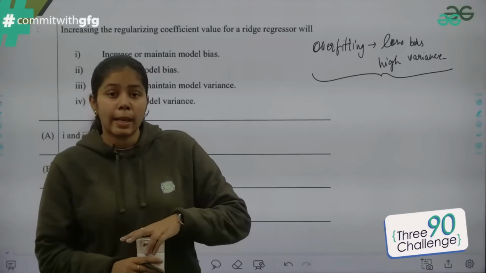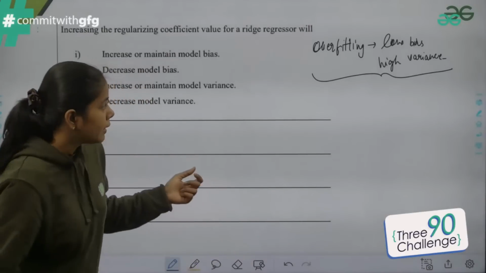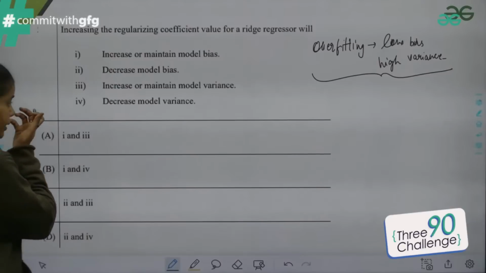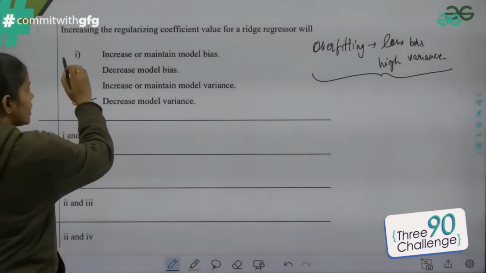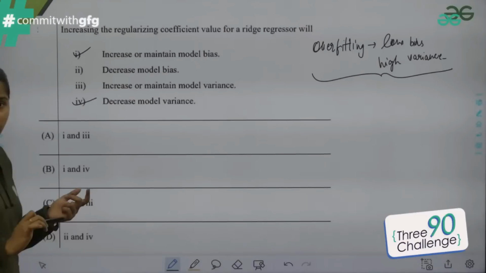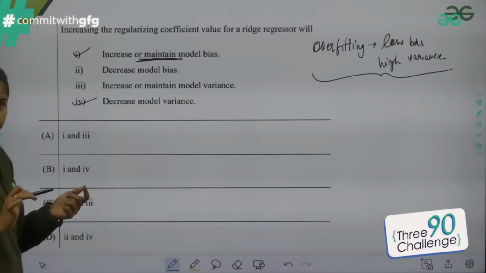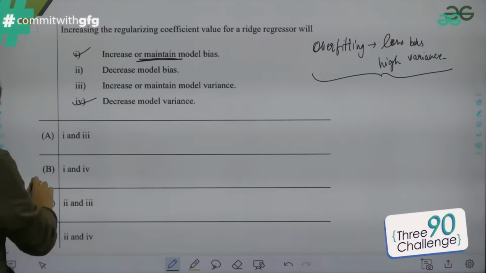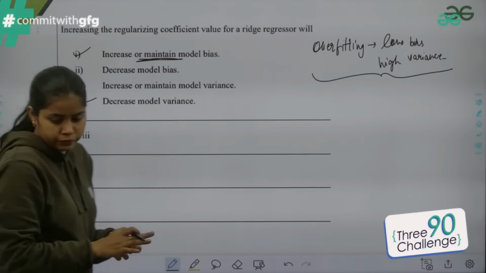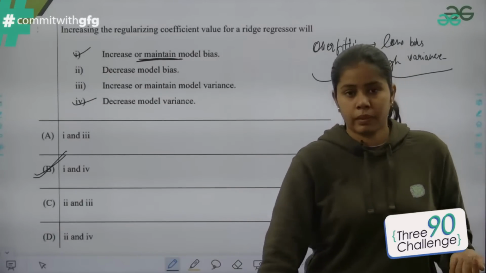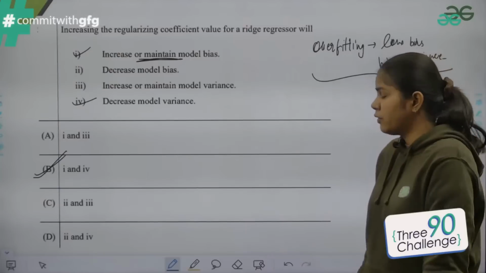Right, so it helps me solve this problem. That means my bias gets increased and I'll decrease the variance. So that means decrease model variance and increase or maintain model bias. So you can see that they are maintaining model bias. So that means first and fourth, option B, is true. Right, first and fourth would be true here.